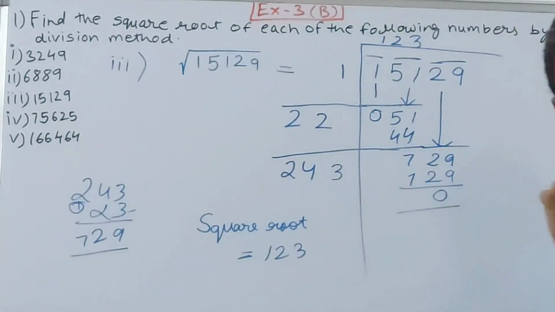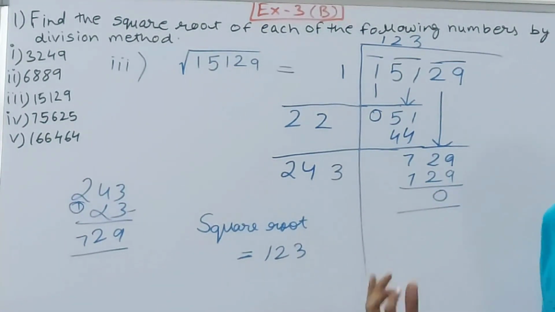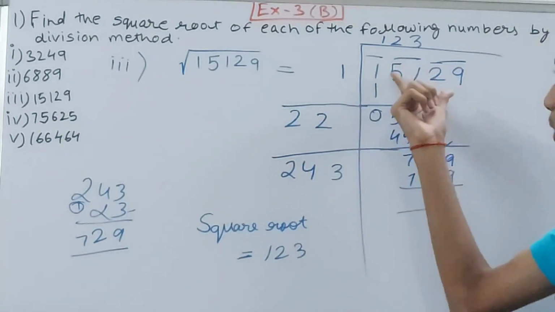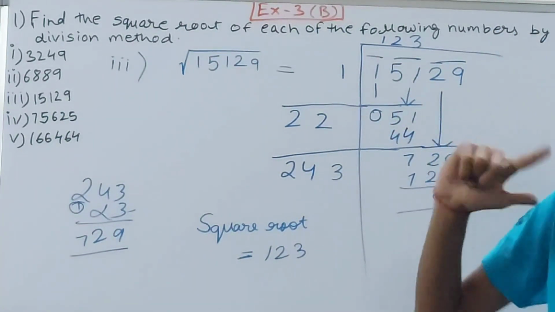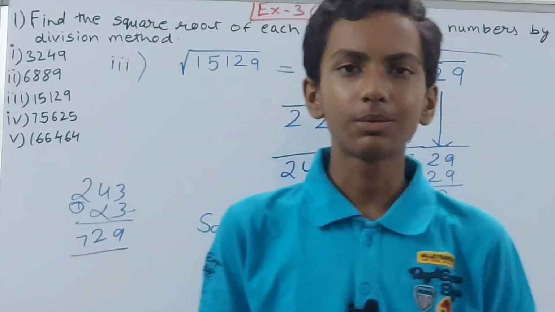The number that is in the quotient. And remember, if the remainder is not 0, if you get any other number in the remainder, then that number is not a perfect square. It is only a perfect square if you get 0 in the remainder. Now let's move on to the next part.